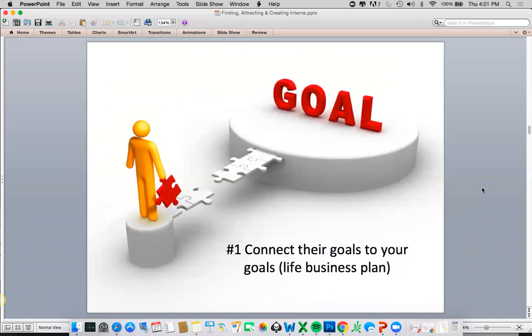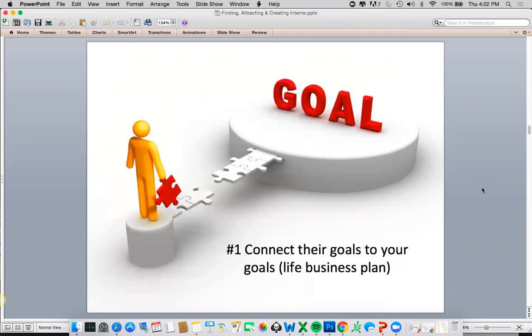So one of the first things that we do with interns when they come in is we connect their goals to our goals. We accomplish that through a life business plan, which is a document we get when they first come in, where we basically say, hey, we want to support you in achieving all the goals that you have in your life. So every single moment you spend working here, we want to make it somehow helping you with whatever it is that you want.